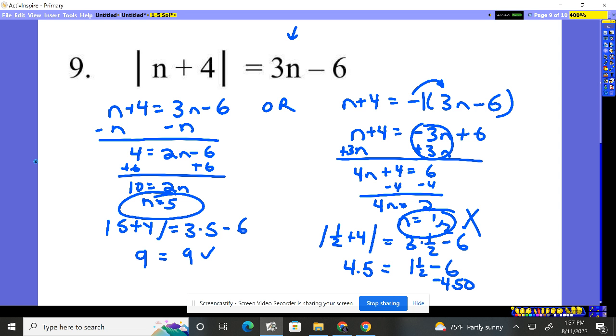It's an extraneous solution. The only solution here that works is n equals 5. The guy right here, he's the only one that works. The other solution did not work. You have to plug the two solutions in to check, because more than likely, one of them is not going to work.